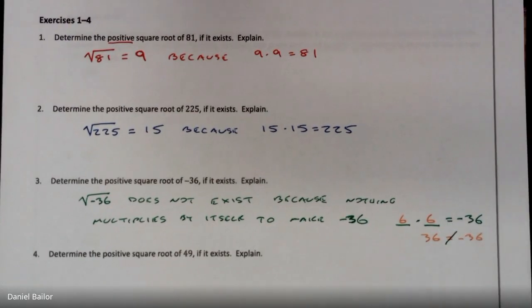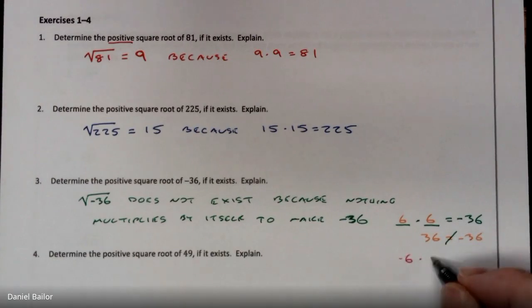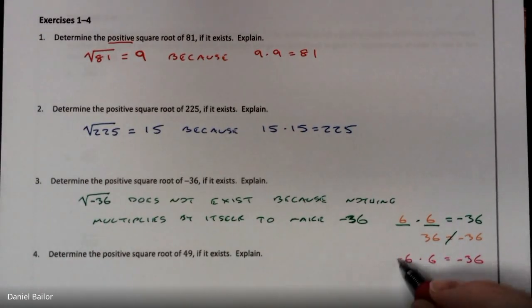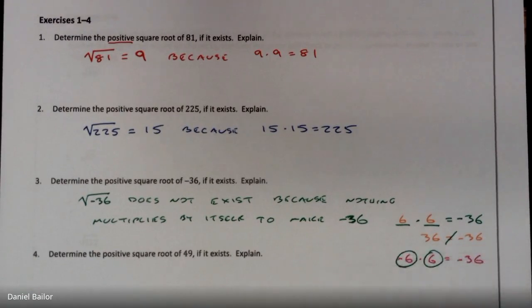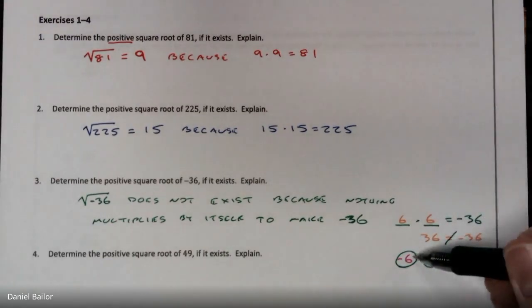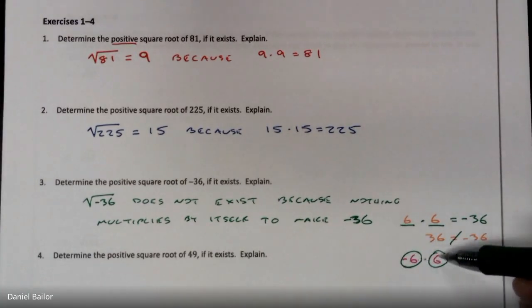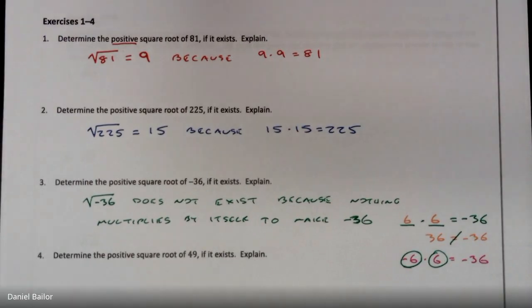Wrong. You might say, well, what about negative 6 times 6? That does equal negative 36. You are right. But the problem is negative 6 and 6 are different, and that's not how square roots work. Square roots need the same. So 6 times 6 doesn't work because we need it to be negative. And negative 6 and 6 don't work because they are different. And for square roots, they have to be the same.